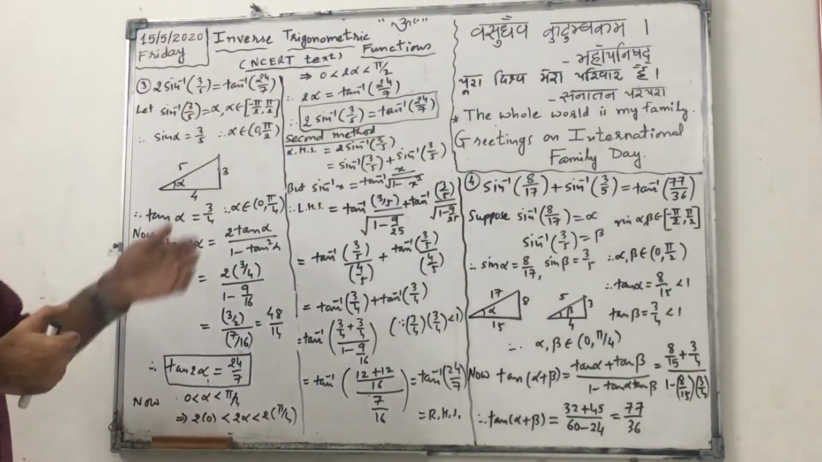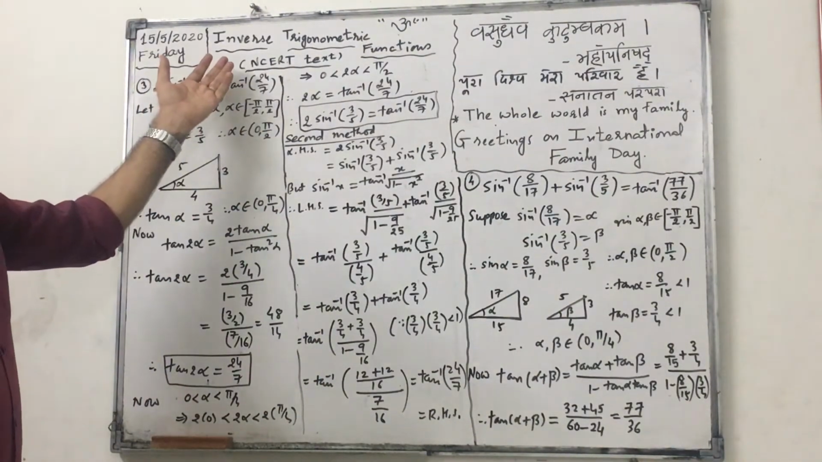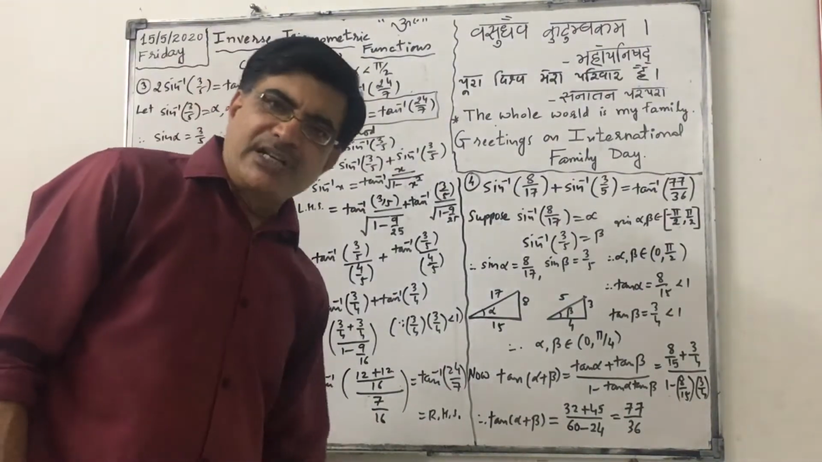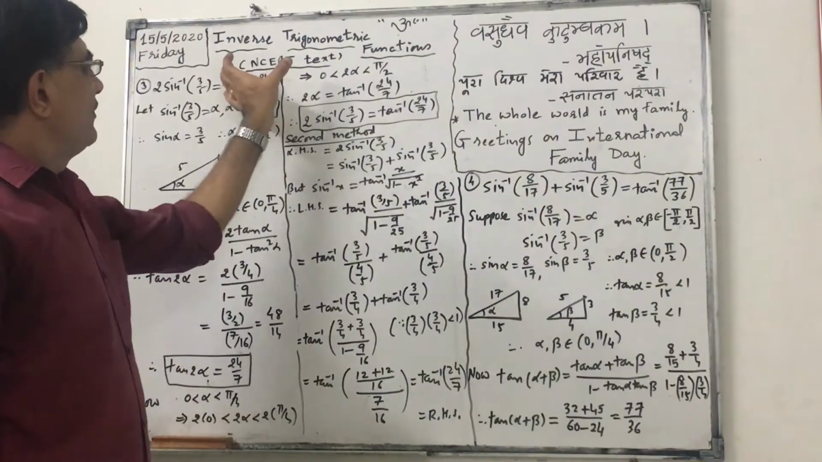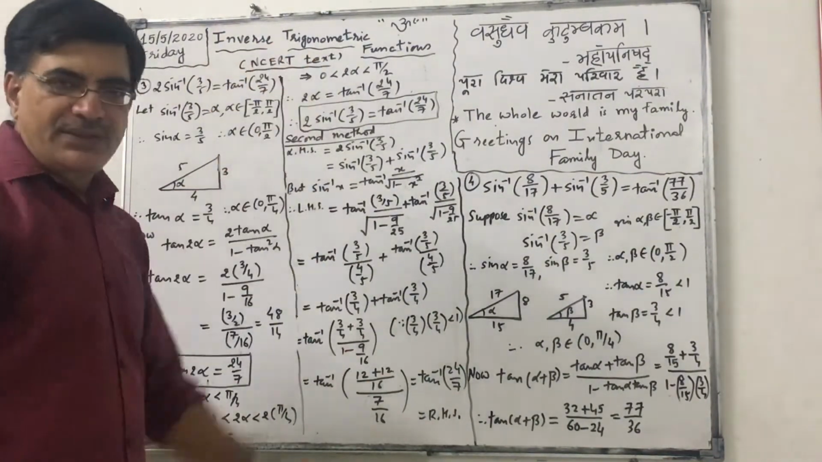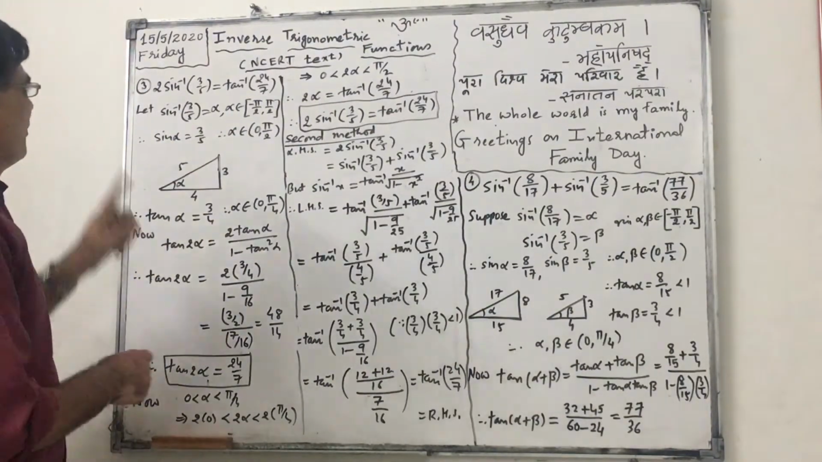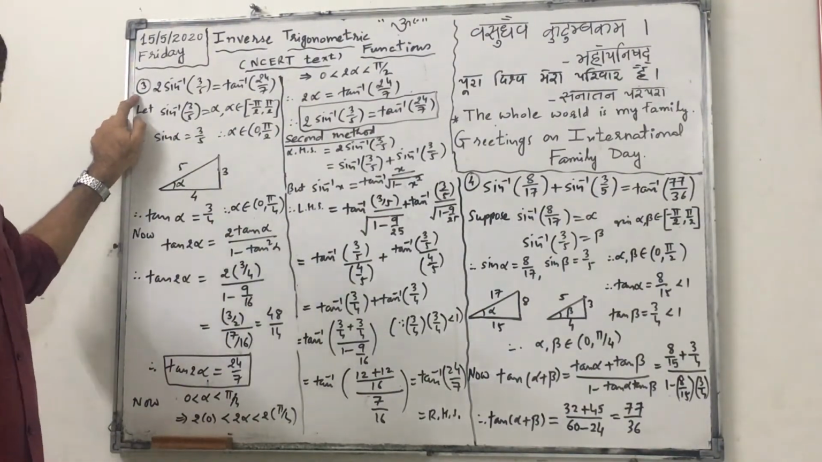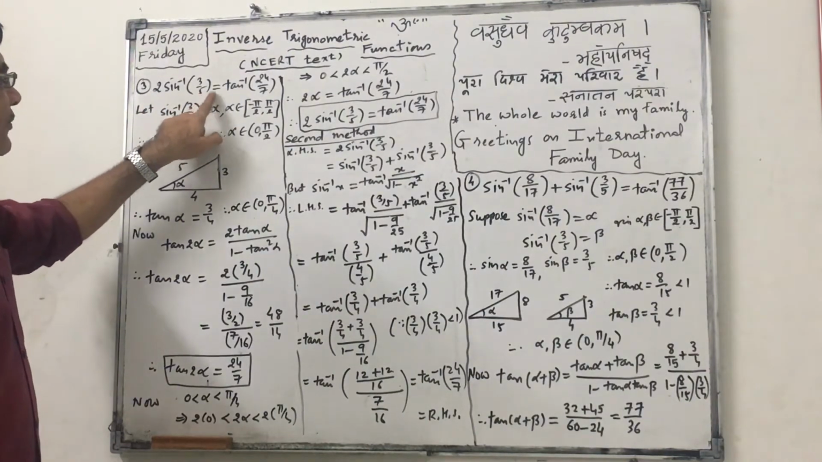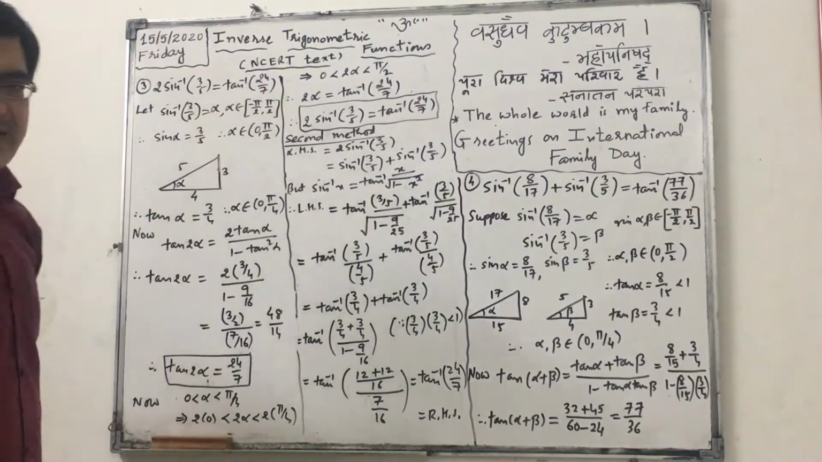So we are discussing inverse trigonometric functions. We are solving unsolved problems of NCERT text. Chapter 2, problem number 3. We have to prove 2 sin inverse of 3 by 5 equals tan inverse of 24 by 7.